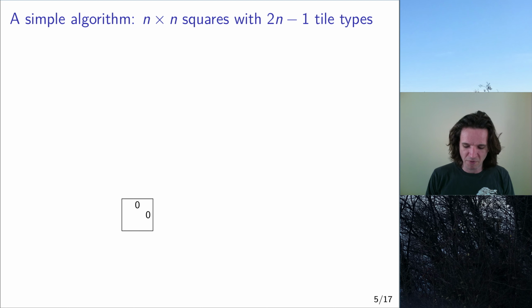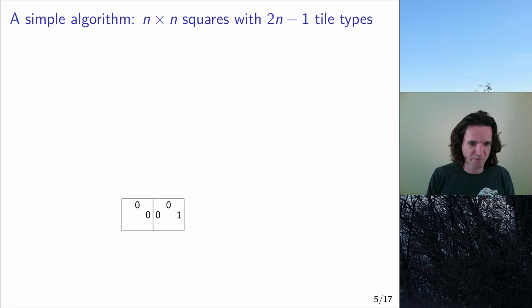So an early algorithm that was presented by Rothemund and Winfree in this model is an algorithm to build n times n squares using 2n minus 1 tile types. And this is already more efficient than a naive solution where each tile is different, because that one will use n square tile types. And here we also have n square tiles, but just 2n minus 1 tile types.